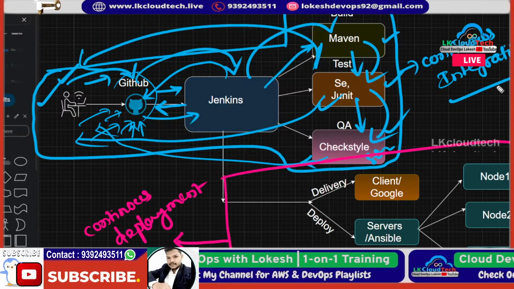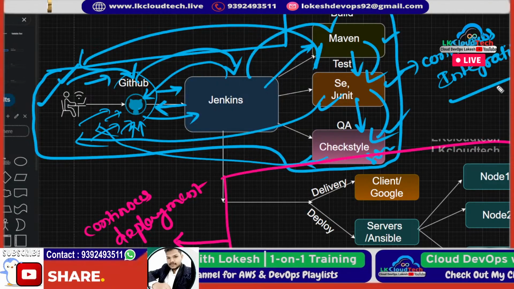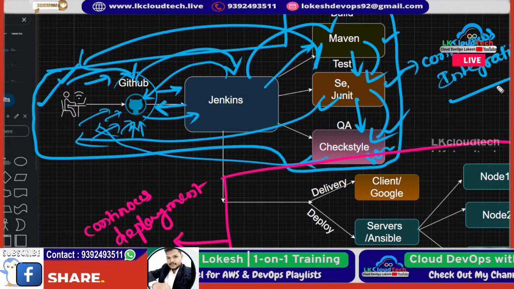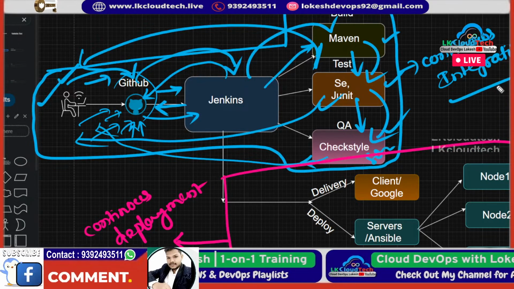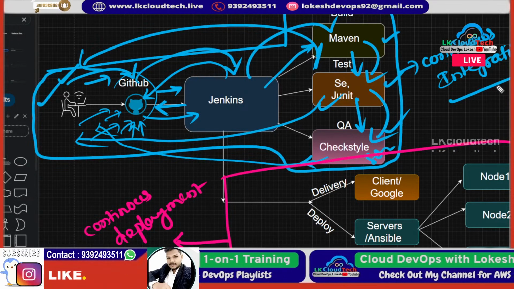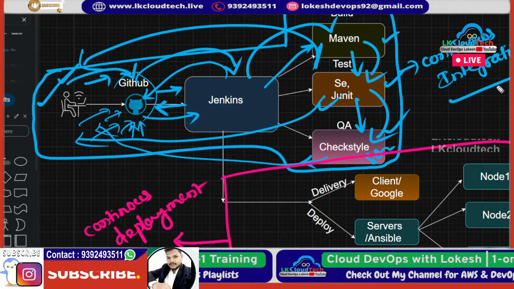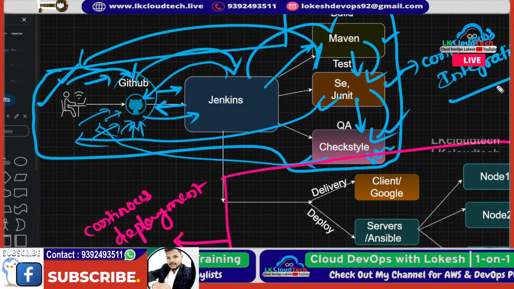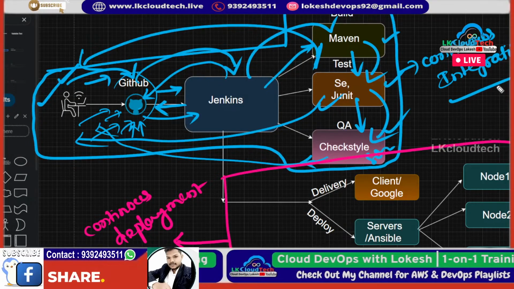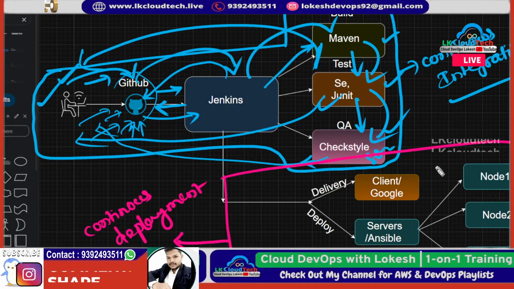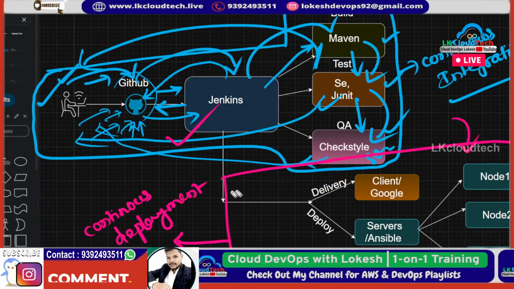Whenever developers write the code, they commit, they push, and send it to GitHub, and we connect Jenkins with GitHub. Jenkins will automatically pull the code and send it to Maven or any other build tool, then to a testing tool like Selenium, and then quality will be checked using Checkstyle or SonarQube, etc. And the final product will be delivered or deployed here. So this is how continuous delivery and continuous deployment happen.